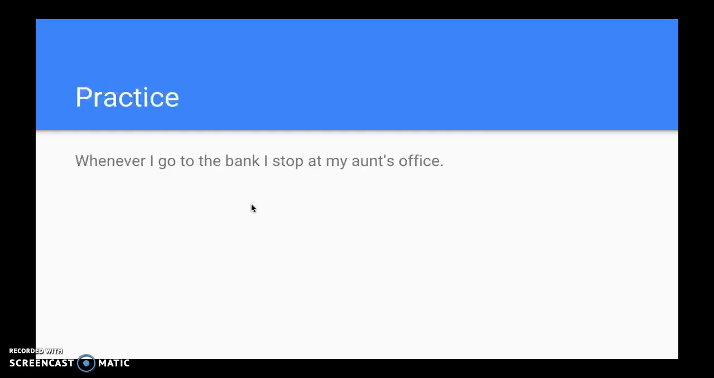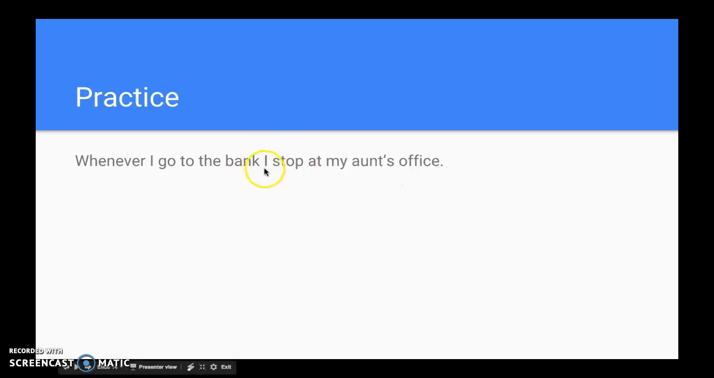Let's do a practice example. So as usual, either pause the video or wait for the quiz question to pop up if there is one, and see if there needs to be a comma in this sentence. Whenever I go to the bank, I stop at my aunt's office. So our first task is, let's scan the sentence and ask, is there any part of that that's an independent clause? It can stand alone as a complete sentence. If I look at this sentence, I can see right here, I stop at my aunt's office. That's an independent clause. We can leave that by itself.